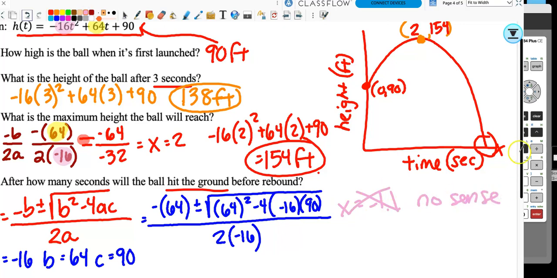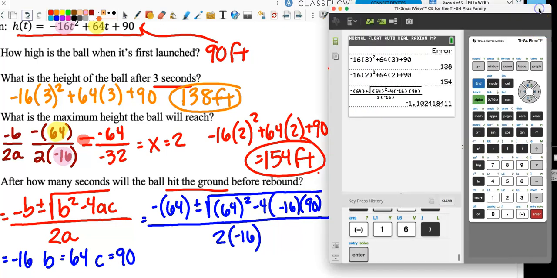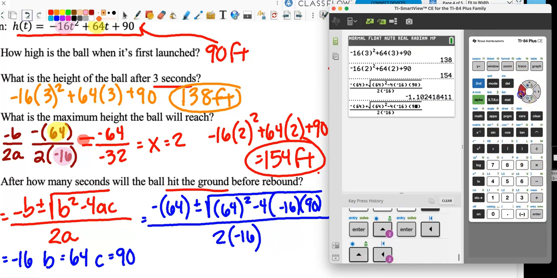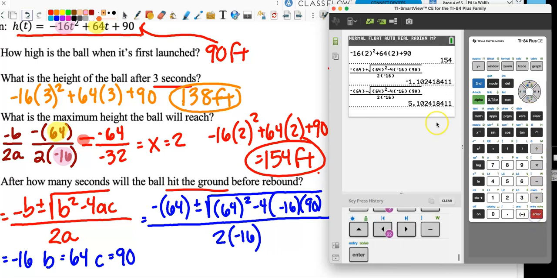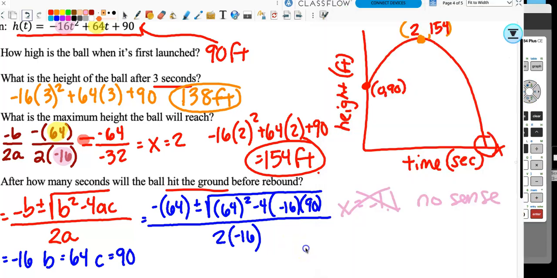Okay, can't have negative time. So to figure out your other answer, I'm going to go back up, copy and paste all your hard work, scroll over, and change the plus to a minus. And hopefully this one makes sense. Boom. 5.1. That makes more sense. 5.1 seconds. So at 5.1 seconds is when your ball is going to hit the ground. So that would be our x-intercept, 5.1, 0, right there.